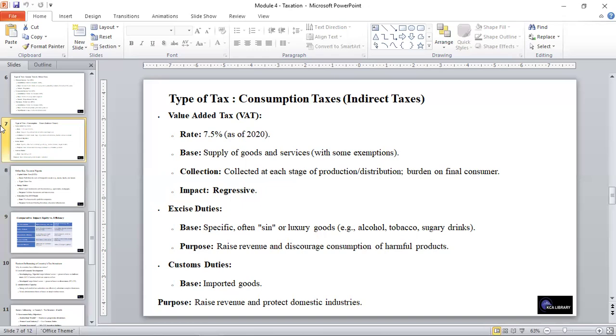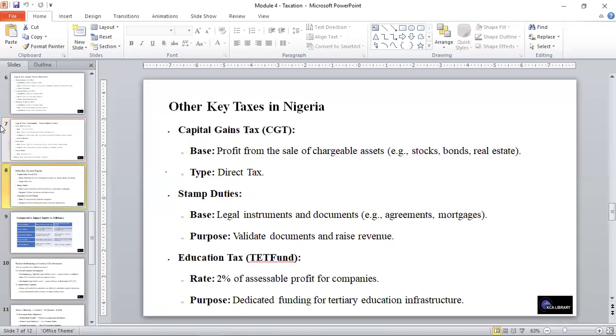regressive in nature. We have the excise duty, which is specific, often seen on luxury goods like alcohol, tobacco, sugary drinks, and the purpose is to raise revenue and discourage consumption of harmful products. And lastly, on that is the custom duties, and it is on imported goods. And the purpose is to raise revenue and protect domestic industries.